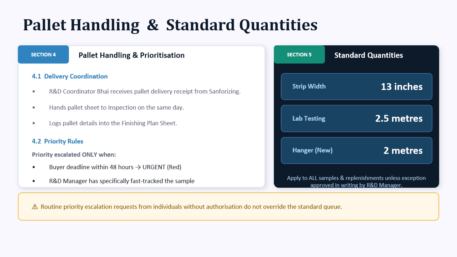For standard quantities, 3 measurements apply to every sample unless an exception is approved in writing by the R&D manager. Strip width is 13 inches, which is for side-by-side blanket. Lab testing fabric is 2.5 meters, and hanger requirement for new samples is 2 meters. These are fixed standards, not guidelines.